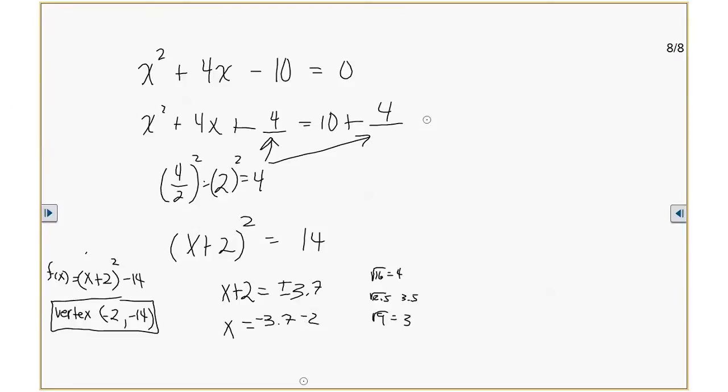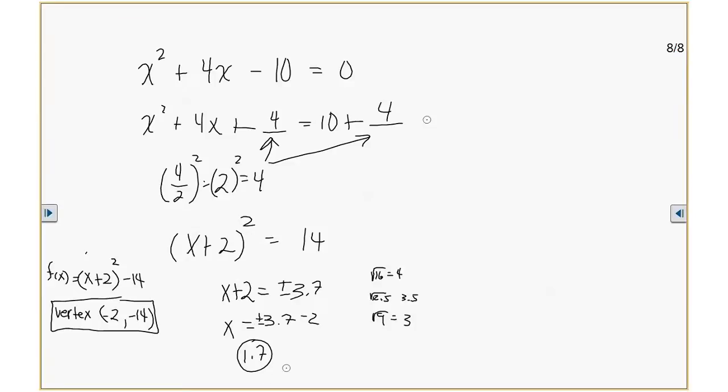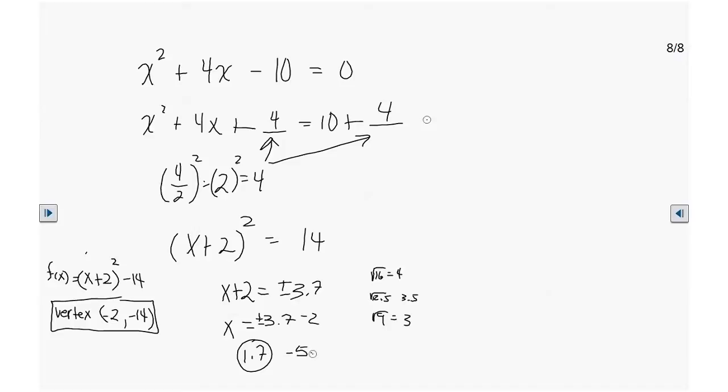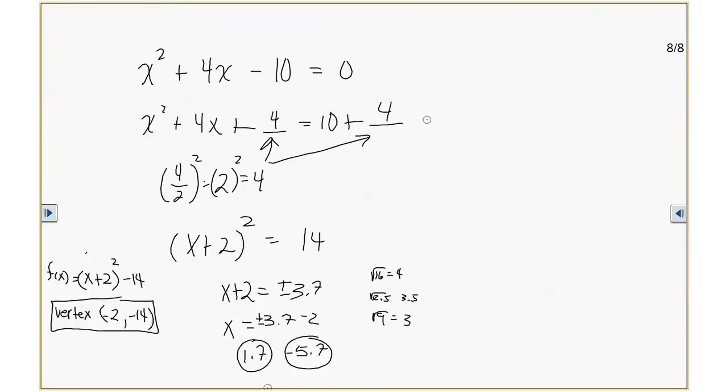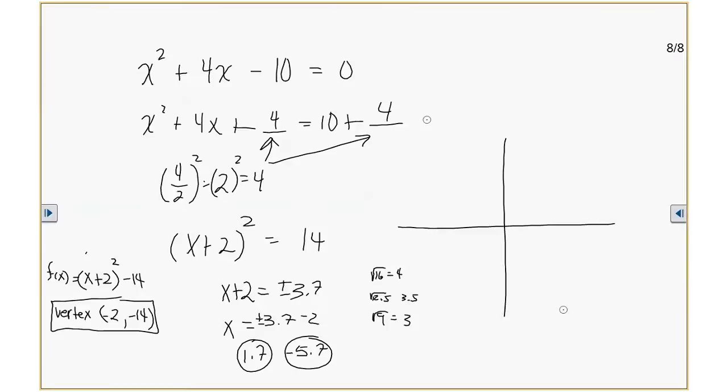And that'll leave us with negative 5.7, positive and negative, that'd be 1.7, and negative 5.7. Take the graph, and 0, negative 10 down here, and negative 2, negative 14 down here, negative 5.7, and 1.7.